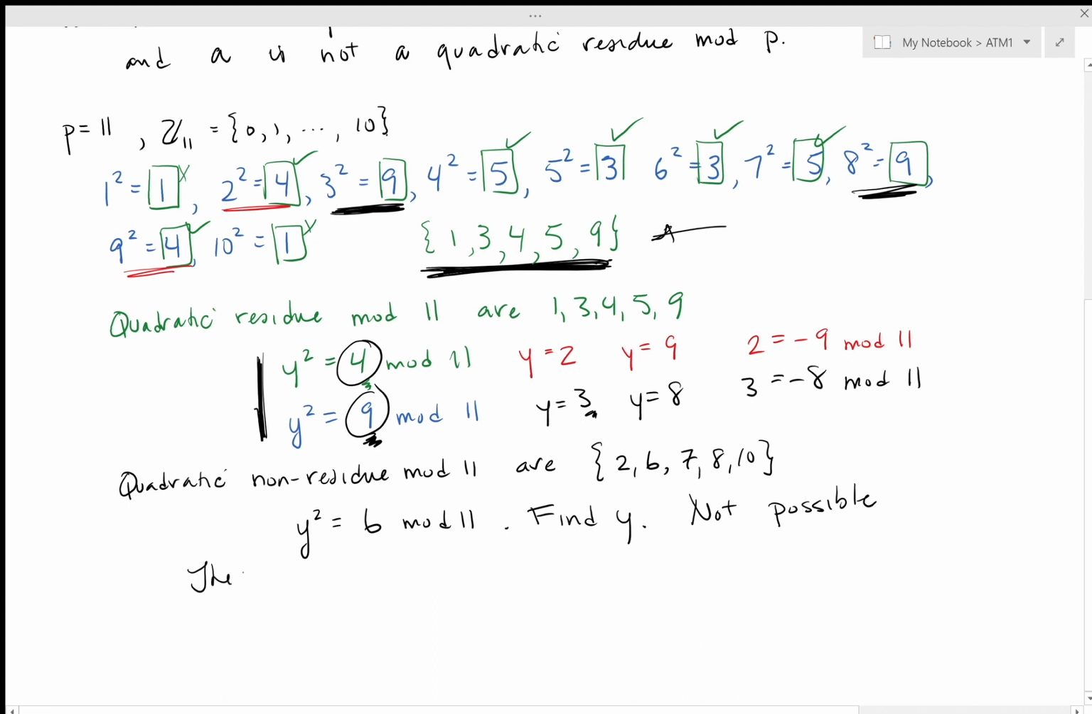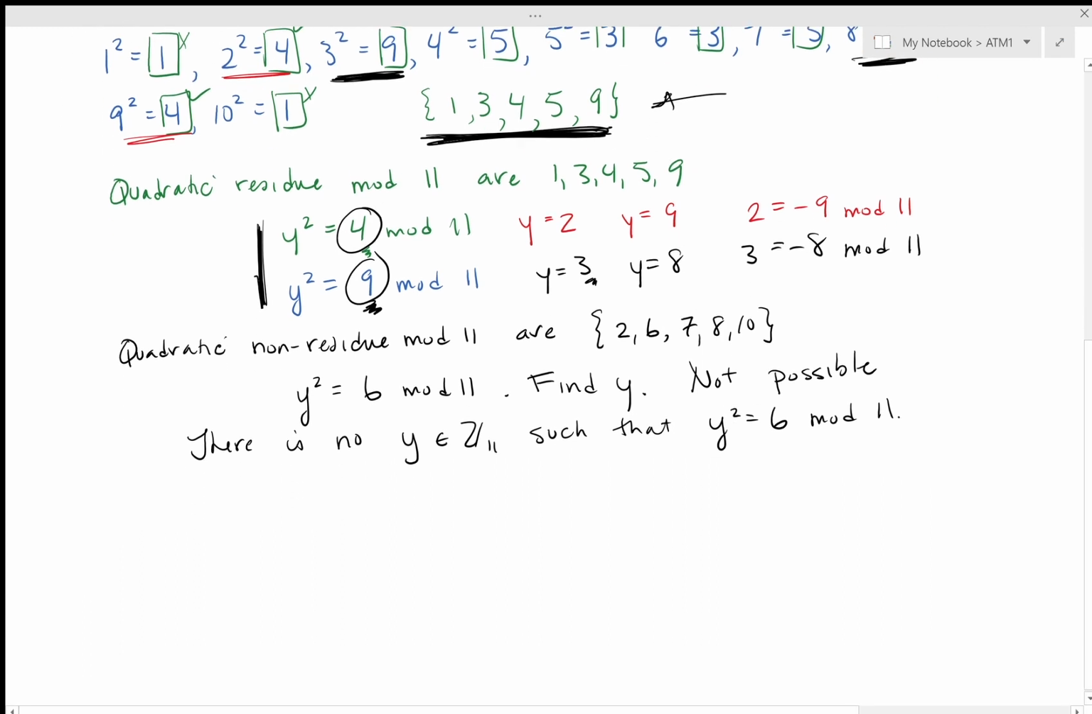There is no y in Z11 such that y squared is equal to 6 mod 11. So we've basically divided the numbers in Z11 into two categories. They're either a quadratic residue or they are a quadratic non-residue. That's what that word means.